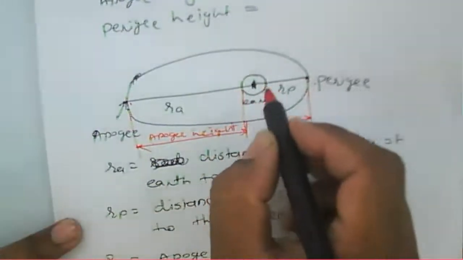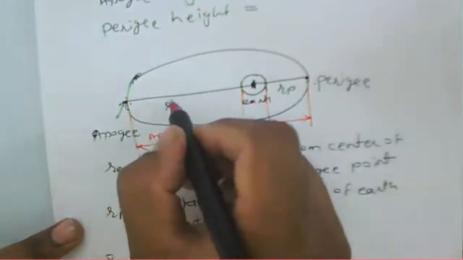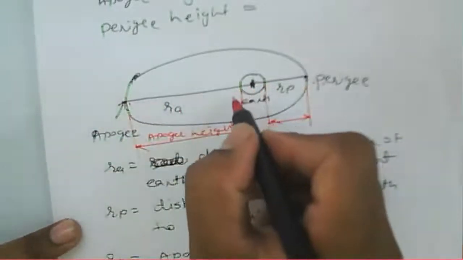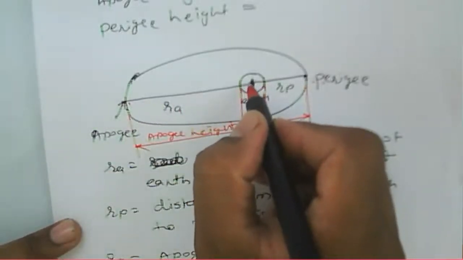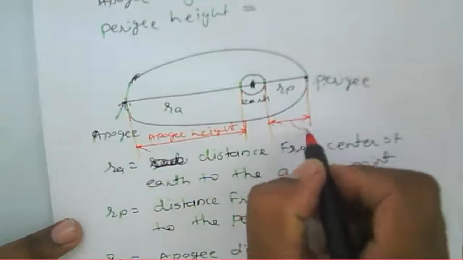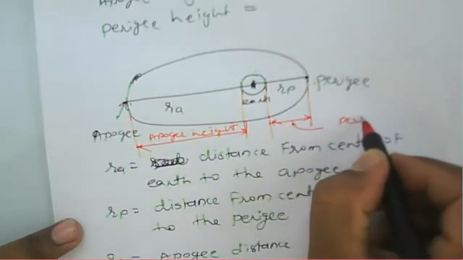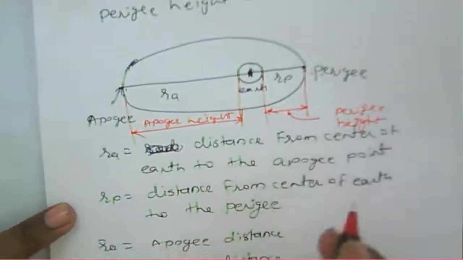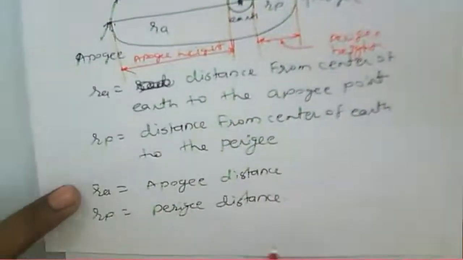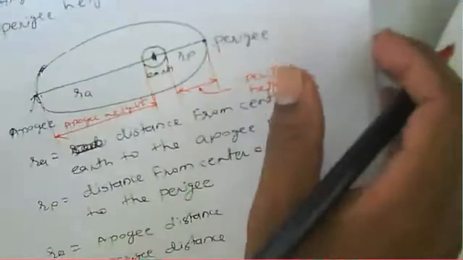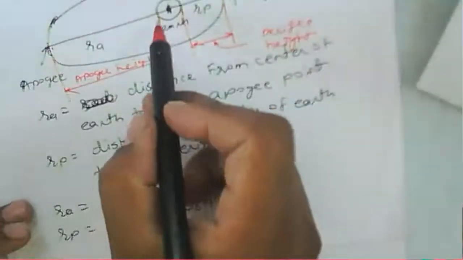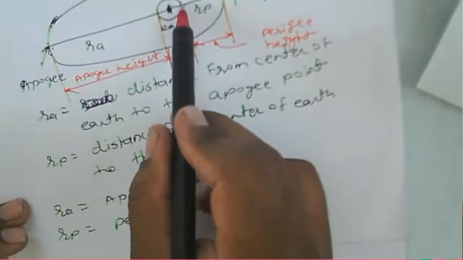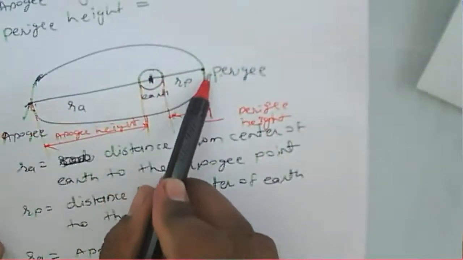So to obtain the apogee height, we need to find out what the apogee and the perigee will be. And from RA, if you subtract the radius of the earth, then you will get the apogee height, and likewise the perigee height. The apogee height and perigee height are nothing but the distance from the surface of the earth to the apogee point, and from the surface of the earth to the perigee point.